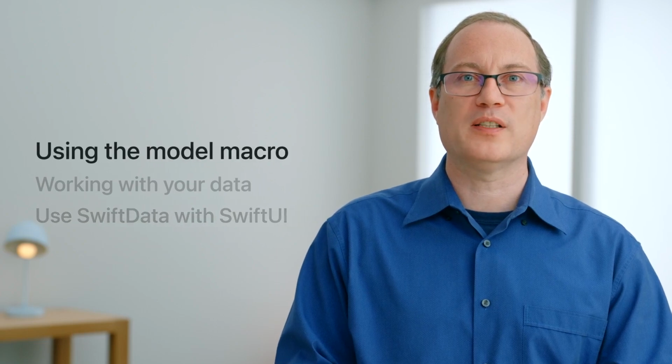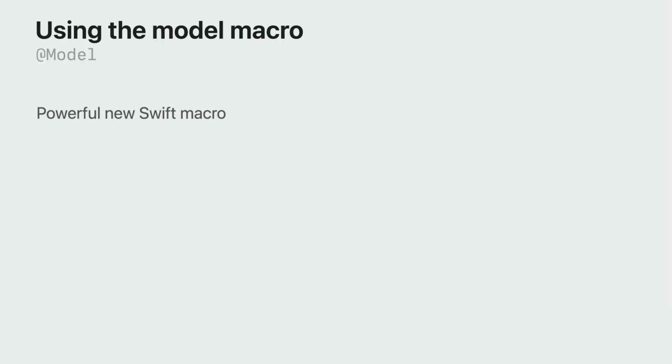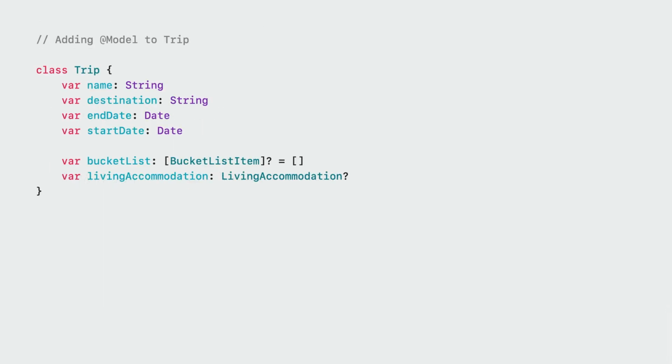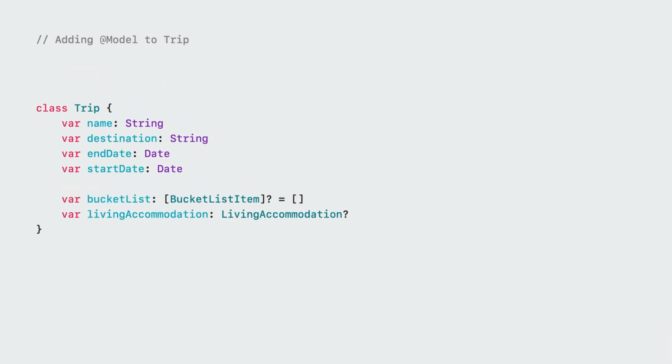Now, we'll look more into AppModel. AppModel is a new Swift macro that helps to define your model schema from your Swift code. SwiftData schemas are normal Swift code, but when needed, you can annotate your properties with additional metadata. Using this schema, SwiftData adds powerful functionality to your model objects. It's as simple as decorating your class with AppModel, and the schema is generated.